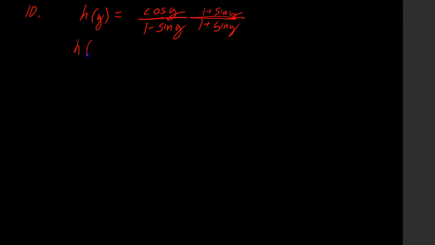H of y is equal to cosine of y over 1 minus sine of y. I don't really like the quotient rule there. I don't know, this seems right, so I'm going to do it. I'm going to multiply by the conjugate here. I think I'm going to get a nice division.